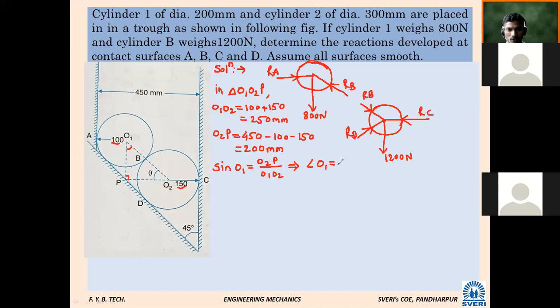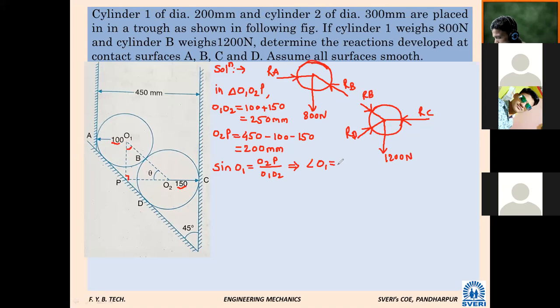Which implies angle O1 is equal to... directly you tell me what is the angle. 53.13. Any other answer or the same? O2P is 200, divided by 250. Correct, sir. Sine inverse of this. Yes, 53.13 is the correct answer.